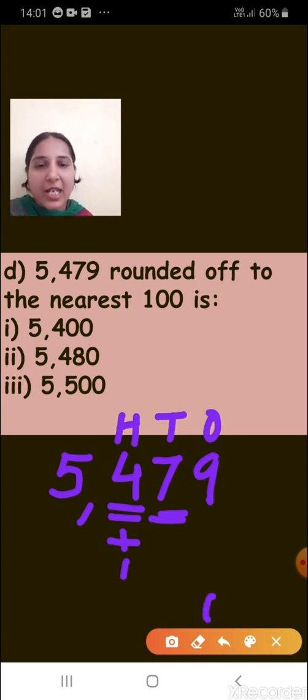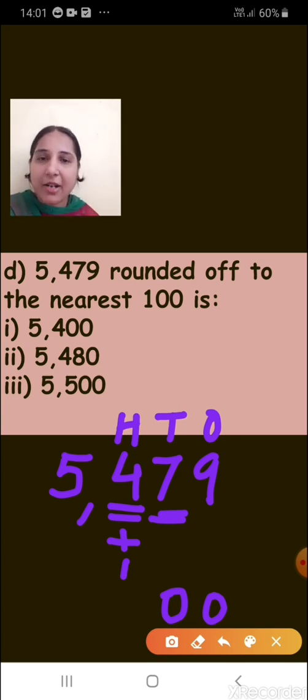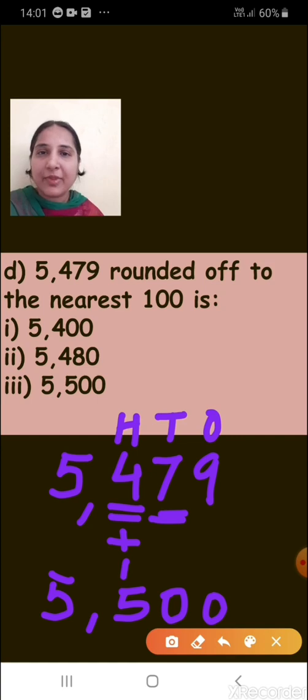First we will write 0 at the ones and tens place. Then we will add 1 to the digit at the hundreds place. So what will we get? 4 plus 1 is 5, and then 5. 5,500. So which is the correct option? Yes, number 3.